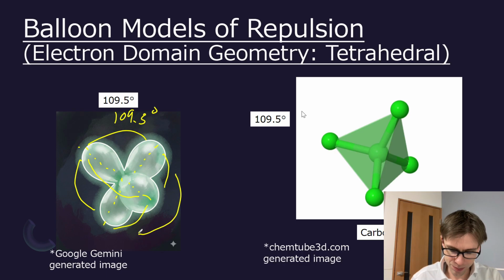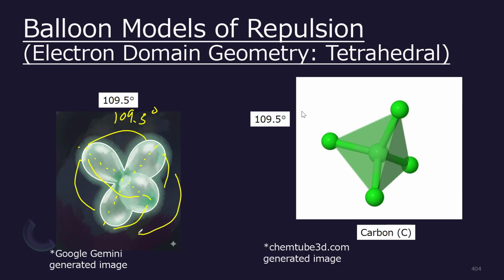So 109.5 is possible. And that generates this tetrahedron 3D structure on the right here. If you consider all the bonds that would come around a center, carbon will often form 4 bonds here. And so it will have this 3D tetrahedral structure. 109.5 angle between each of the bonds. Alright, so keep that in mind. Memorize that name, tetrahedral, for 4 electron domains.